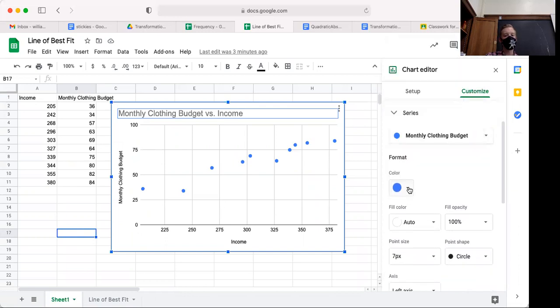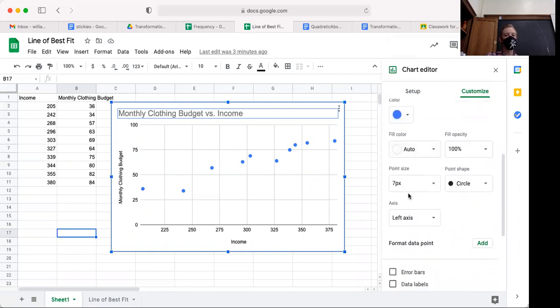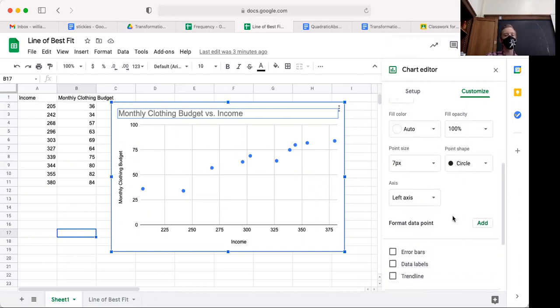Now, in the series section, once you've clicked on this, you'll see things like the color. You can change the color of your points. You can change the background. You can change the size of the points. All of those things will change how the graph looks. But that's not necessarily what we are looking for.